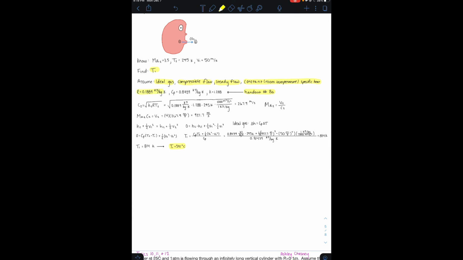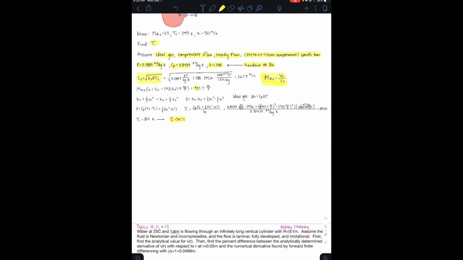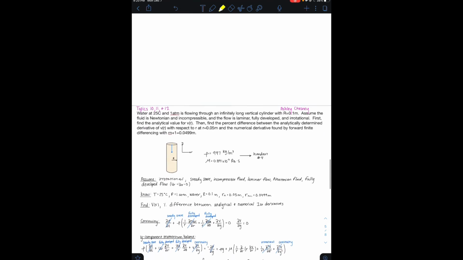Using handout 8, we could find the values for R, Cp, and k, which are used to find the c2. And with a given Mach number in this equation, we could find the velocity of the carbon dioxide leaving the man's mouth, which was 937.7 meters per second. Then an energy balance equation was used, and also the ideal gas assumption was used to say that the change in enthalpy equals Cp delta T. With this information, all variables were known in order to solve for the temperature inside the man's mouth, which was found to be 541 degrees Celsius.